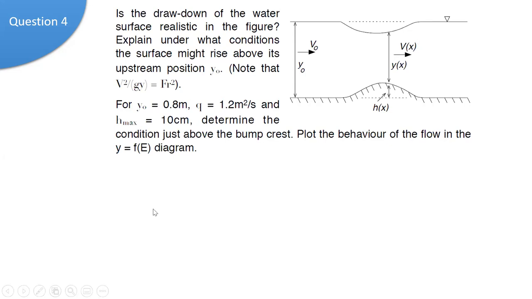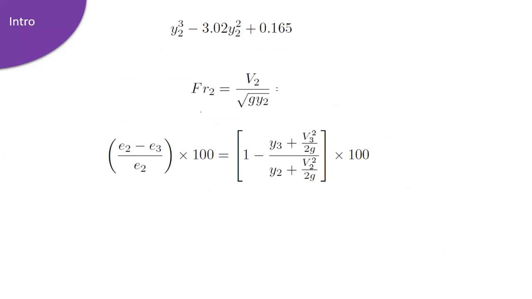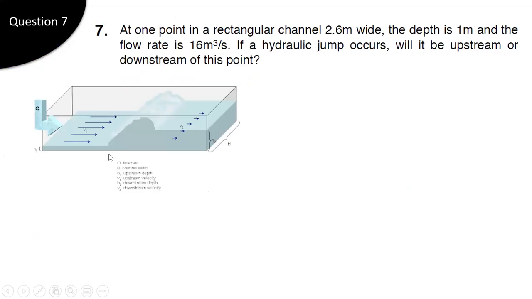for this question, you need to pay attention to the condition that it is asking for: that the surface might rise above the upstream position. So this is upstream and this is downstream. Let me show you a picture. Okay, so we are now going to talk about a hydraulic jump. This is the flow. Anytime you have a flow, the source that flow is coming from is upstream and the other way is the downstream.